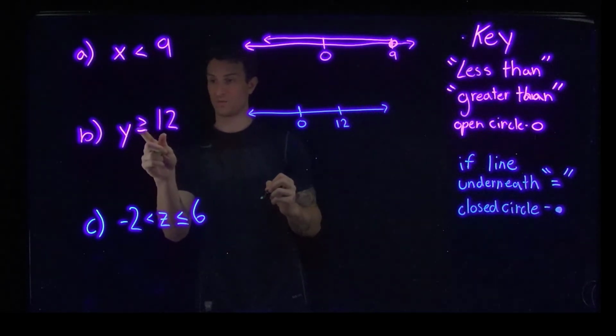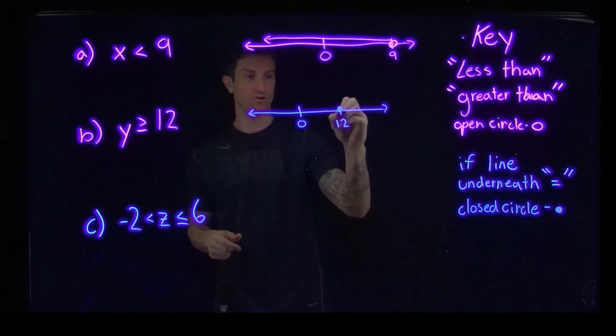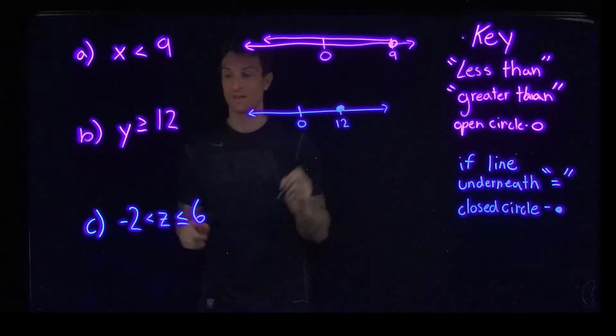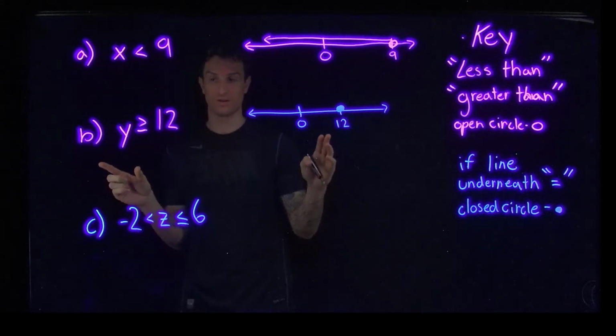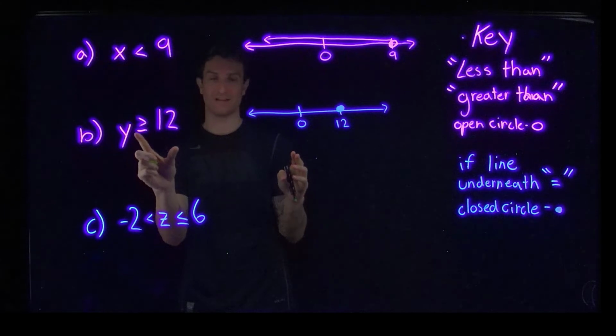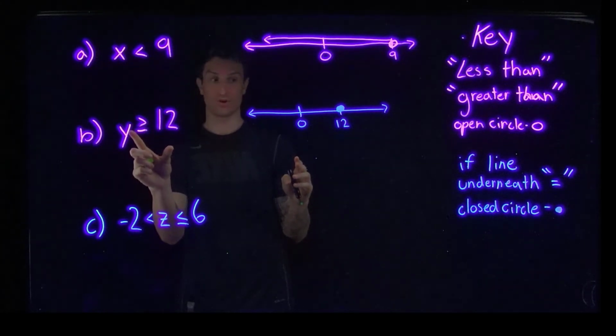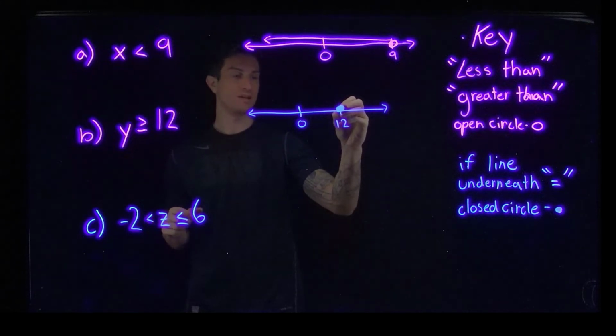In this case, y is greater than or equal to 12. We'll put the closed circle at 12. And then again, we can go either way. We need to check which way we want to go here. So if I plug in 11, I have 11 is greater than or equal to 12. That's not true. If I plug in 13, 13 is greater than or equal to 12. That is true. So that is the way that I want to travel.